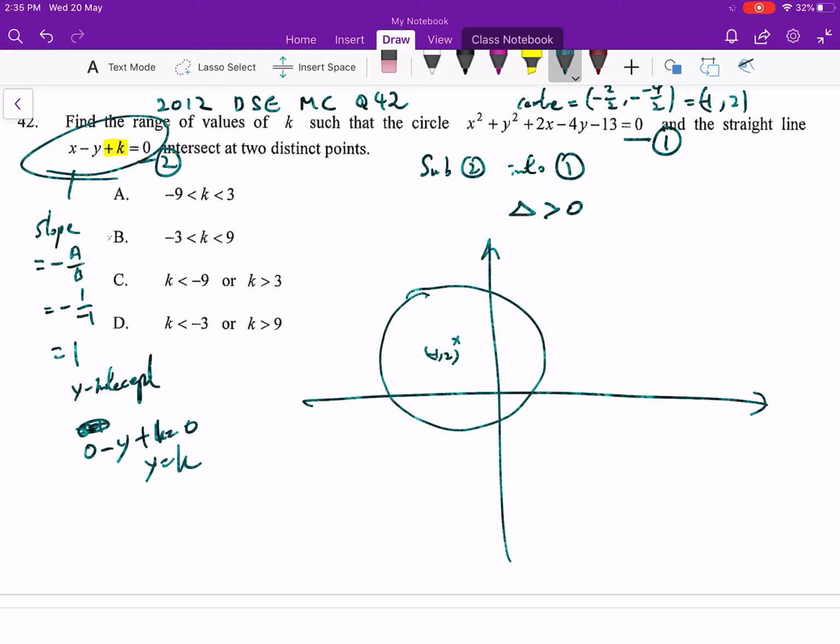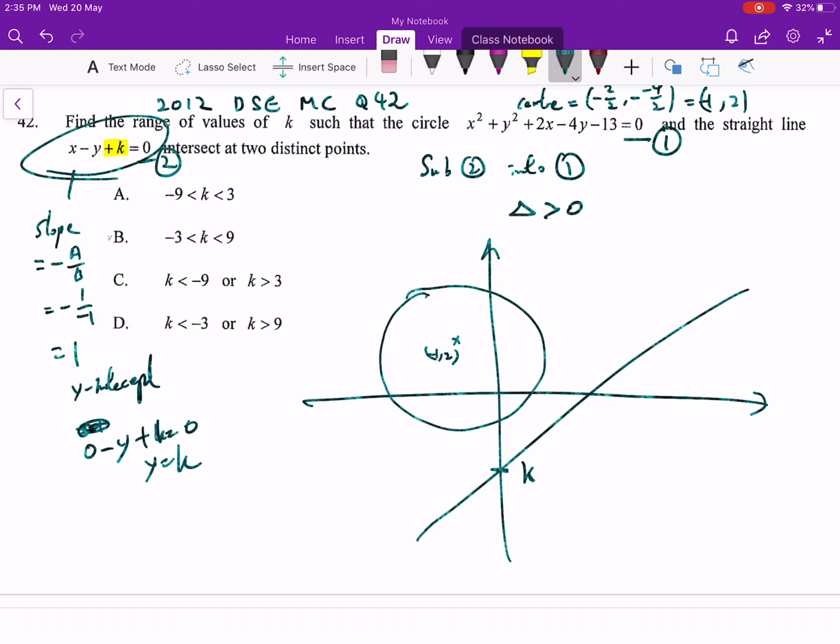So this is a straight line where the y-intercept is k. Let me draw the line out here first, okay? This is a straight line, and the y-intercept is k. The k is unknown, so this line can be anywhere with this slope, okay? So first take a look.